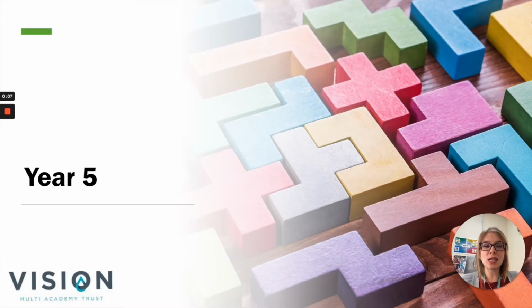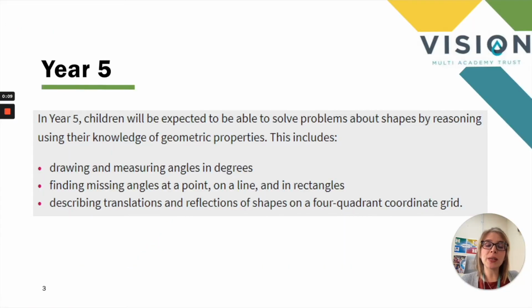So let's start off with year 5. In year 5, children will be expected to solve problems about shapes by using their knowledge of geometric properties, and that includes drawing and measuring angles in degrees, finding missing angles on a point, on a line and in rectangles, as well as describing translations and reflections of shapes on 4 quadrant coordinate grids.